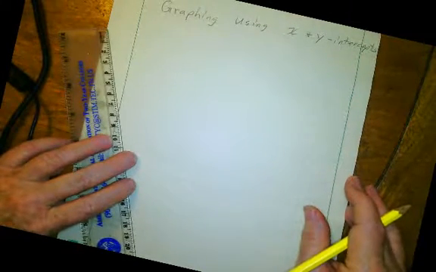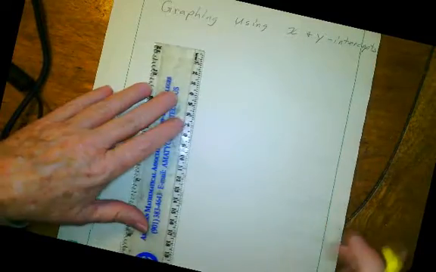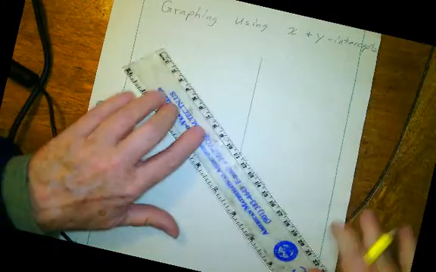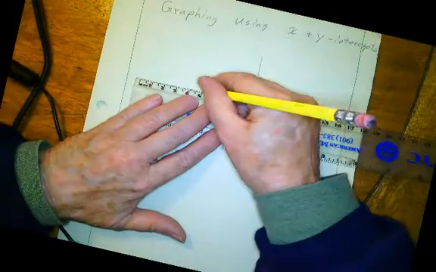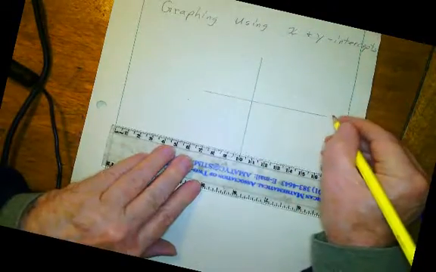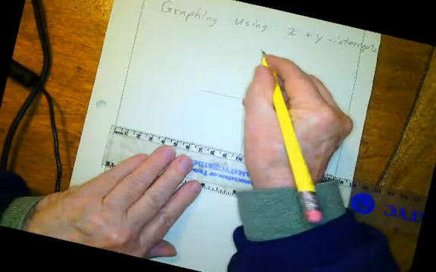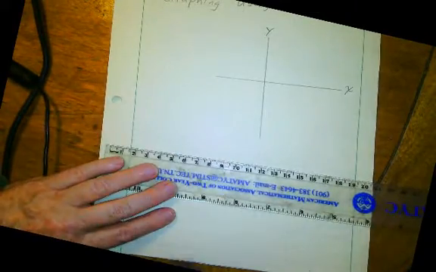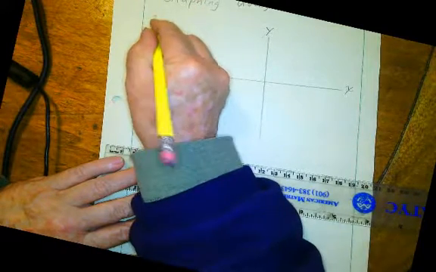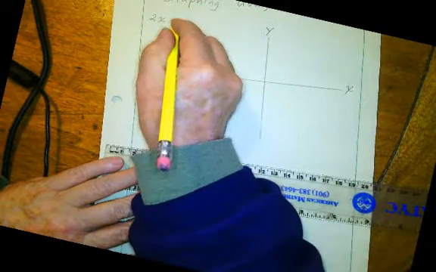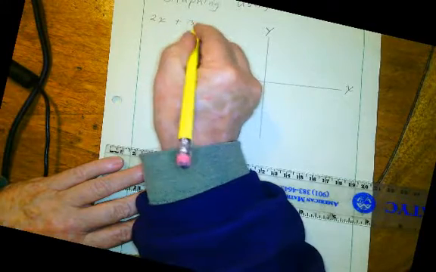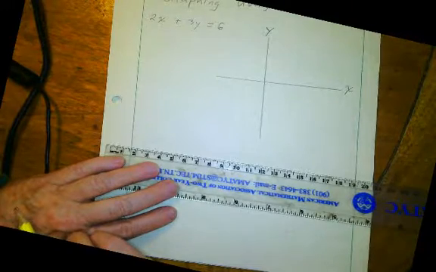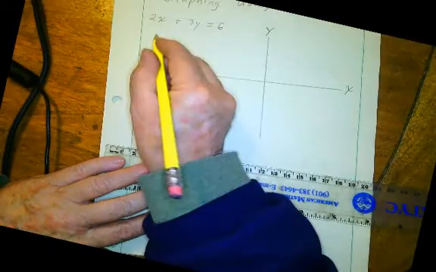Today we're going to graph using x and y intercepts. So we'll draw a coordinate system again. The horizontal axis is the x-axis. The vertical axis is the y-axis. And we're often given equations such as 2x plus 3y equals 6. And it's easy from that to find the x and y intercepts.